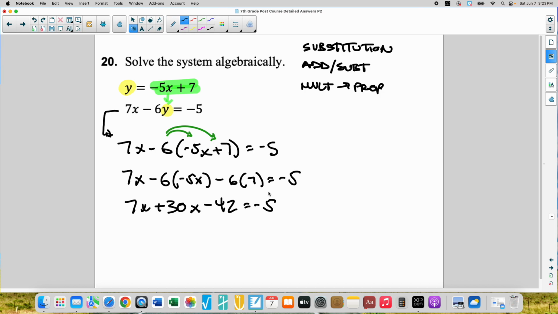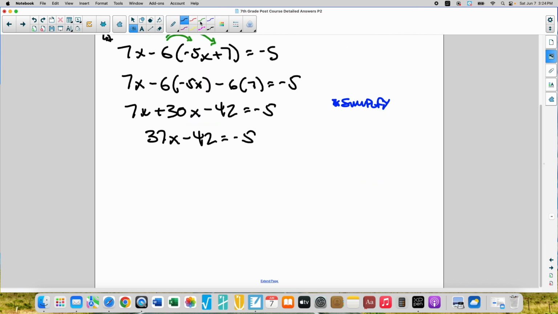And much like on page 1, always simplify first. Simplify both sides of the equation. We have like terms here. So we have 7x and 30x, which makes 37x minus 42 equals negative 5. We've consolidated the variables. Now we're going to move the constants. So we will get rid of that negative 42 by adding 42. And what we do to one side, we have to do to the other. This leaves us with 37x equals, that's going to give us positive 37. We're going to divide by 37.